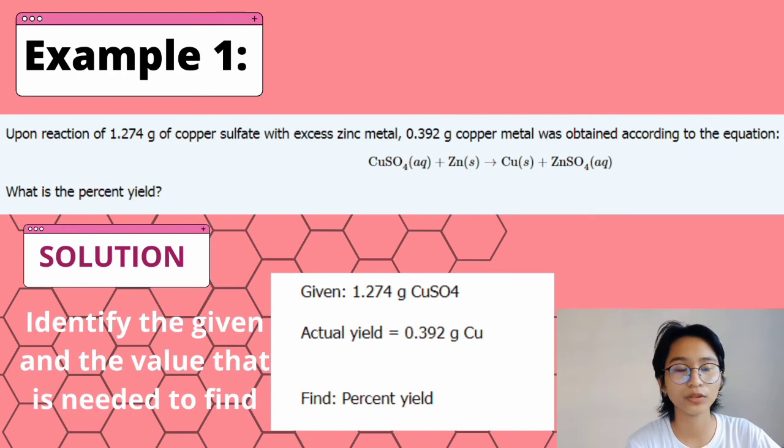In the first example, upon reaction of 1.274 grams of copper sulfate with excess zinc metal, 0.392 grams of copper metal was obtained according to the equation. Copper sulfate reacts with zinc to produce copper and zinc sulfate. We first identify the given, which are 1.274 grams of copper sulfate and 0.392 grams of copper metal, which is the actual yield. Then we see that the missing value is the percent yield. We then solve it using a step-by-step procedure.